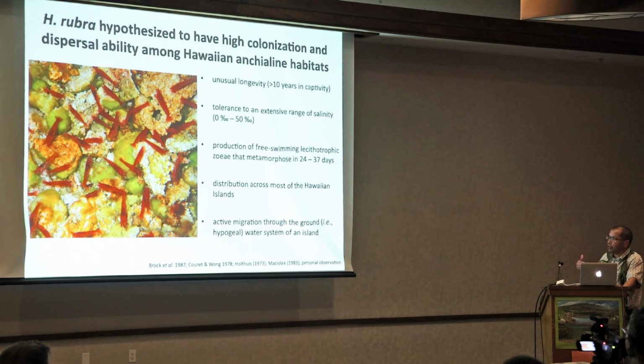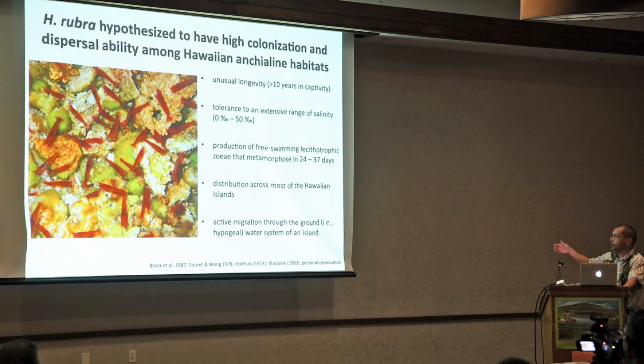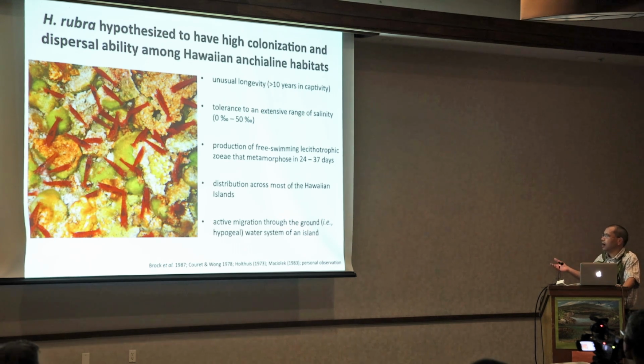The reason that we felt that they could get from place to place pretty effectively was that their distribution is across most of the Hawaiian islands, including Oahu, Maui, and the Big Island. And on any of those islands, when you put a hole in the ground near the shoreline, you get shrimp showing up in a short period of time, suggesting that there's active migration through the groundwater system of an island. So when you add all of these things up, where the larvae are getting from place to place, the adults are able to tolerate a variety of different habitat conditions, and the larvae and the babies are also able to survive a variety of different conditions, we felt that there was going to be a lot of mixture from island to island, place to place, given what we knew was going on.